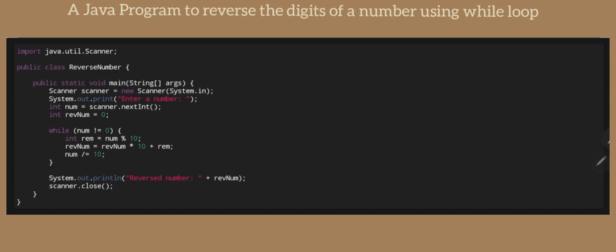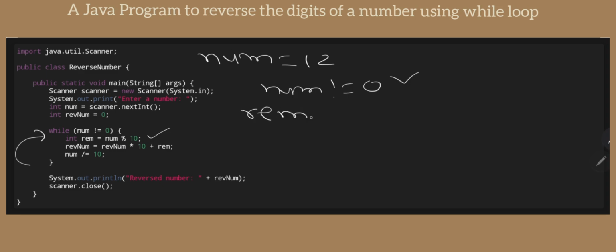Okay, so now again we have to go inside the while loop, right? Last num is 12. So in the while loop we have to check the condition: num is not equal to 0. The condition is true. Again we go inside the while loop, and here int rem equal to num modulo 10. So num is 12, 12 modulo 10, so 12 divided by 10. What is the remainder? The remainder is 2.